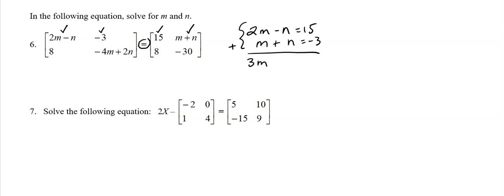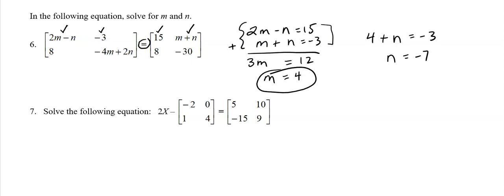2 plus 1m is 3m. These n's would cancel, and 15 plus negative 3 is 12. So I've solved for m, and now I can use that value for m to solve for n very quickly. Just go back to either one of these equations, doesn't matter which, and replace m with 4. I'm just going to use the bottom equation. So I replaced m with the value that we came up with, 4, and now I'm going to solve for n. Just subtract 4 from both sides. So there's my final answer for number 6. m is 4 and n is negative 7.